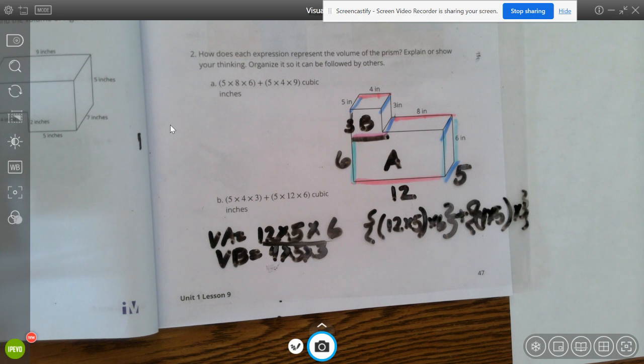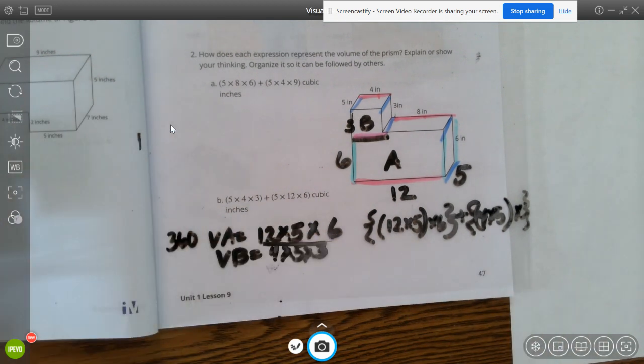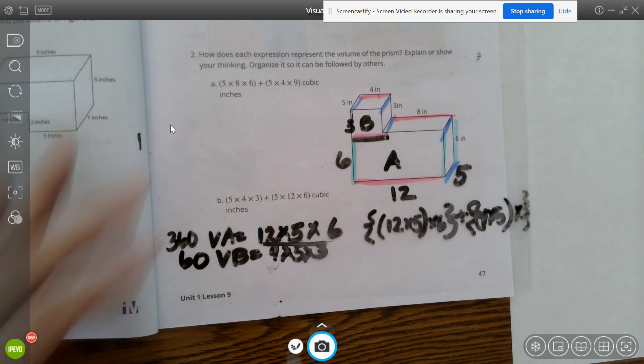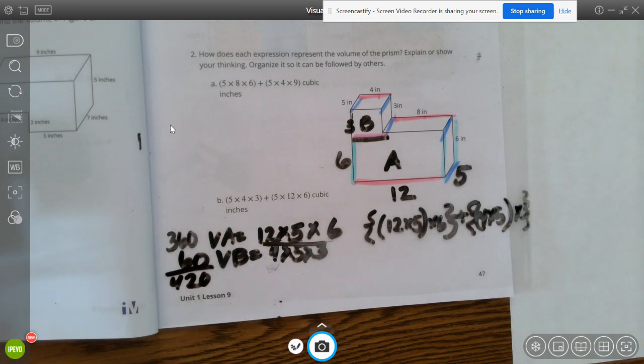Now we're going to solve. I'm going to find the volume of A, which is 12 times 30. Clear. 12 times 30 equals 360. And then I'm going to write for B, 4 times 5 times 3. I can do that in my head. 4 times 5 is 20, times 3 is 60. Add them both up. And equals 420.